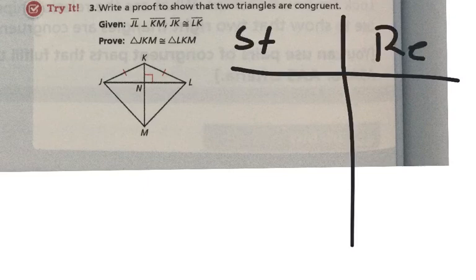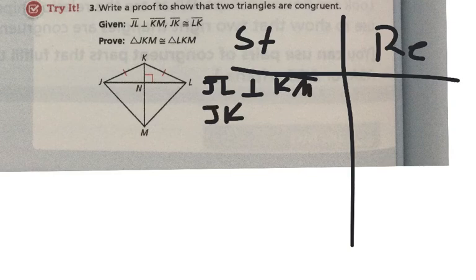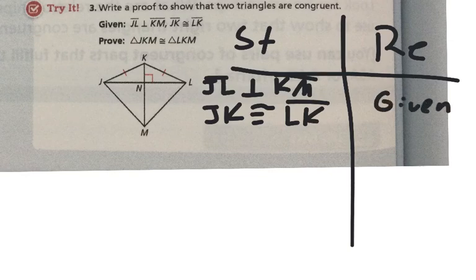So my first statement is going to be just what's given to me. It tells me JL is perpendicular to KM. And it tells me JK is congruent to LK. And both these reasons they're the given. And you said I've already got all that filled out there for me.